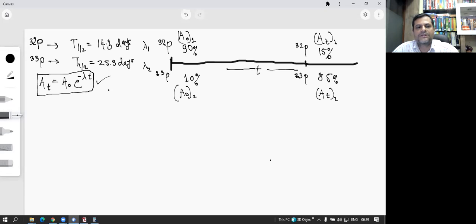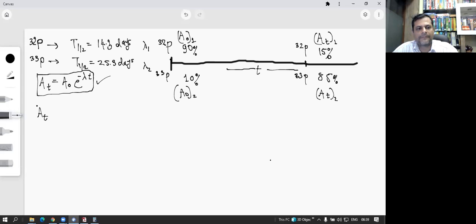We can use this equation two times, first for the phosphorus of atomic mass number 32 and second time for the phosphorus of atomic mass number 33. So let us construct the equation. First equation will be constructed as this: A1, the activity after time t, will be equal to A naught 1 into e raised to minus lambda 1 into t.